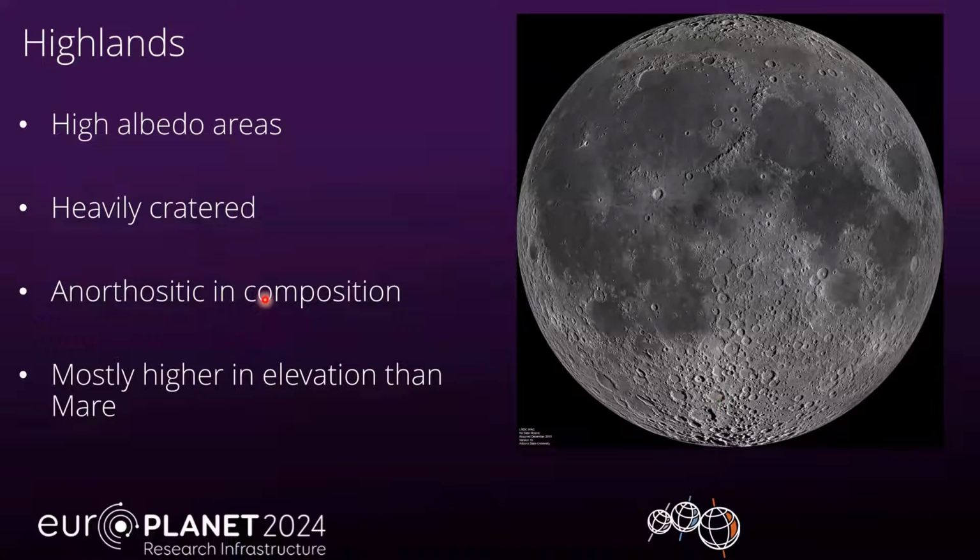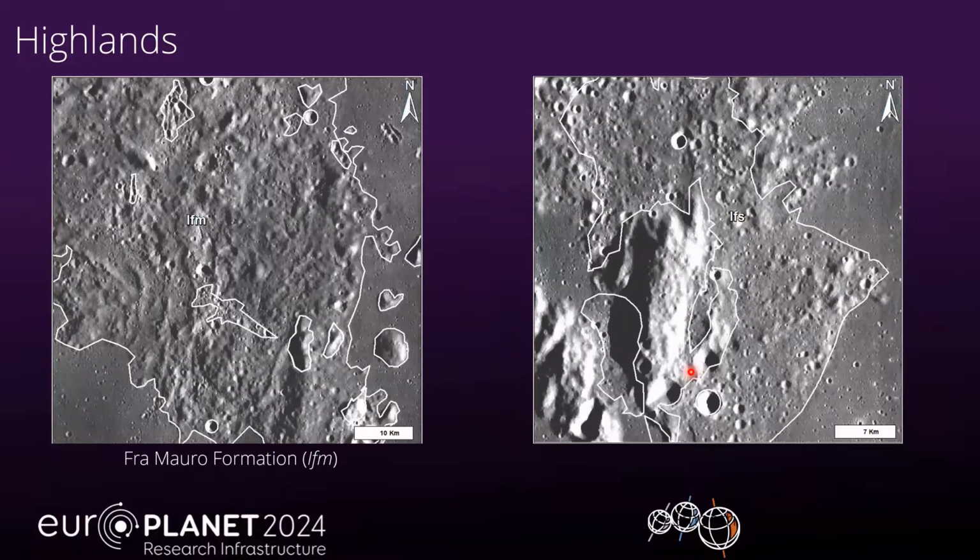So the highlands materials are anorthositic generally in composition, and this means that they have a lot of plagioclase and they do not have a lot of iron or titanium. And that's also a reason why they are light colored versus dark colored. And they also are generally higher in elevation than the Mare because they stand up high and they couldn't get covered with volcanic material. So these units are generally a bit rougher.